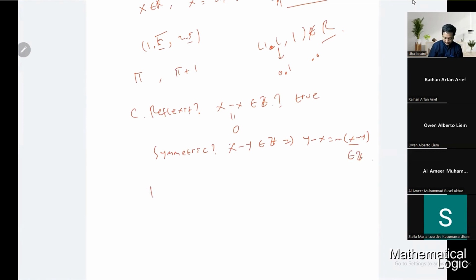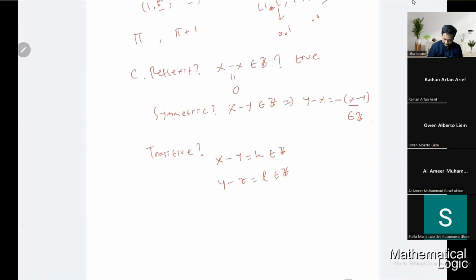And how about the transitivity? If we have x minus y, maybe k in Z, and then y minus z, maybe l in Z, then x minus z will be x minus y plus y minus z, right? So this one is k, this one is l. So the sum of two integers is an integer.